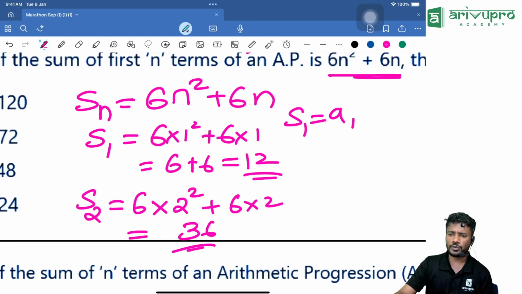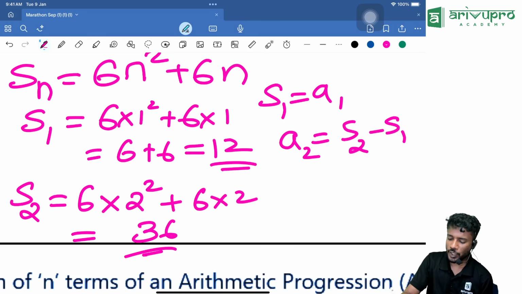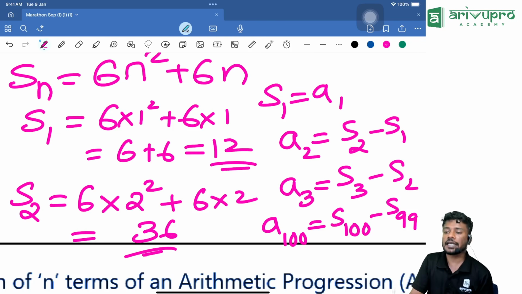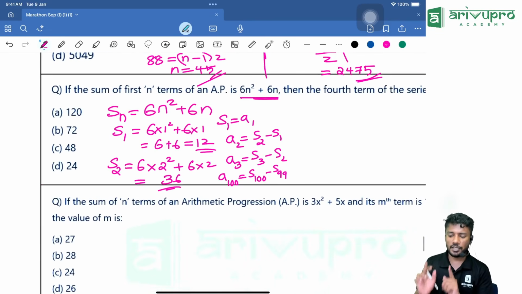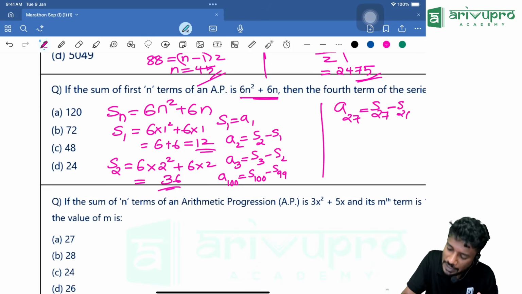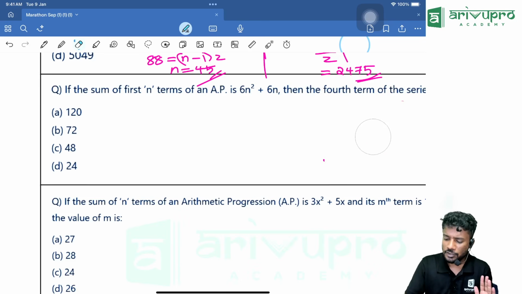Now, what is A2 then? A2 should be 24. But how will you find it? That is nothing but S2 minus S1. Then my next question is, what is A3? S3 minus S2. What is A100? S100 minus S99. That's how you are going to find. It is very important. Many questions are there from this. Now, randomly I am asking you, what is A27? That is nothing but S27 minus S26. But such high values won't be there for you. You will have some small questions.